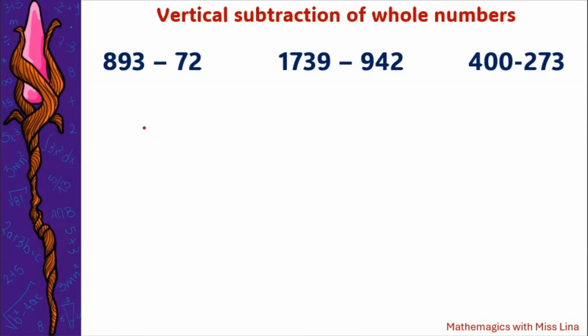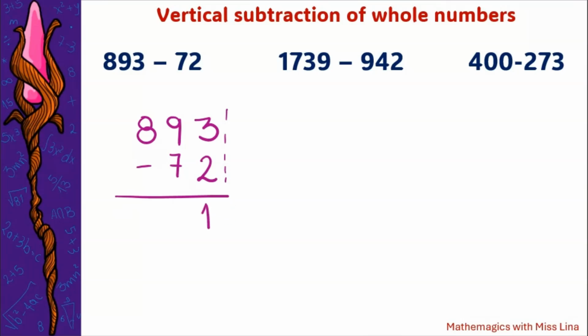Okay, let's start with the first one. So 893. To make sure that ones are with ones, remember to line up to the right. Always line up to the right with whole numbers. And then we do the subtraction. 3 minus 2 is 1, 9 minus 7 is 2, and 8 minus nothing is 8. So the result is 821. Good. Let's check the next one.